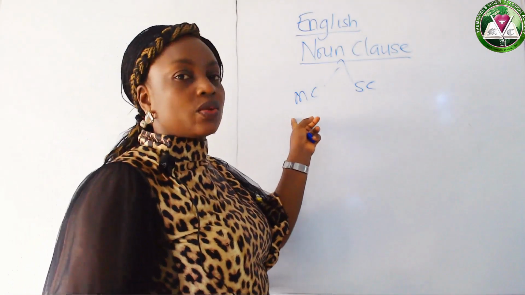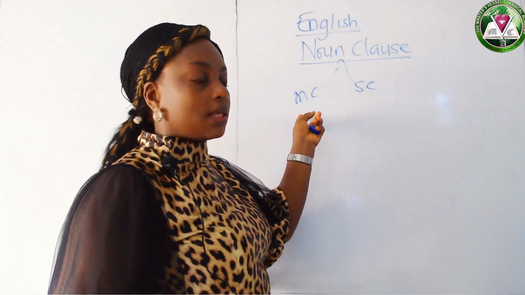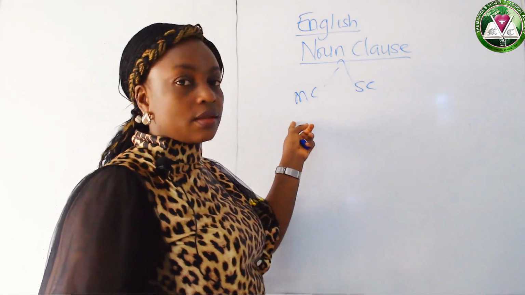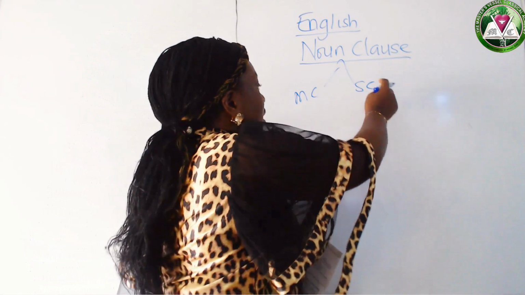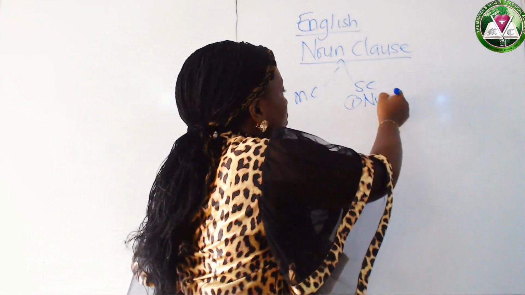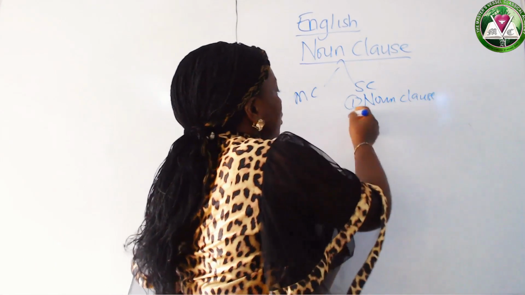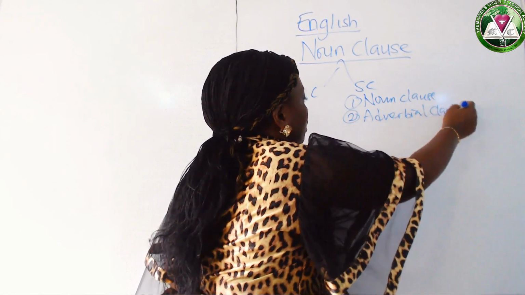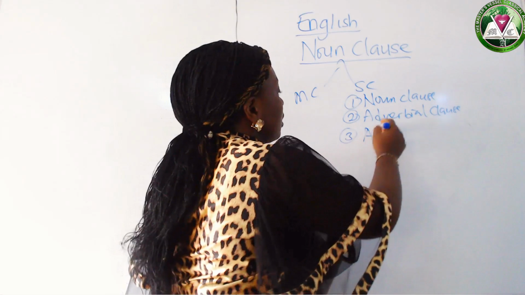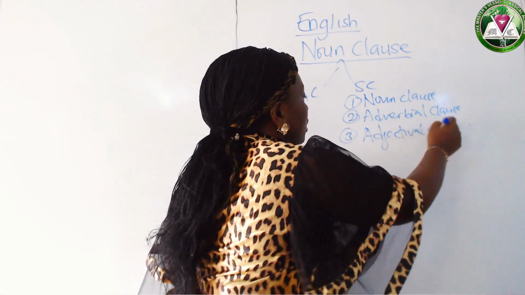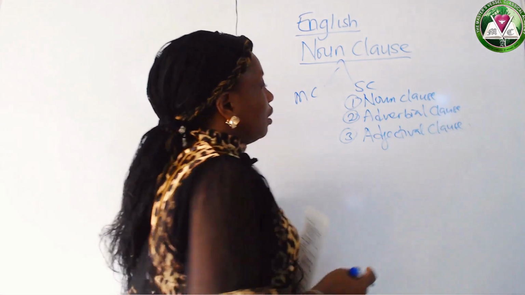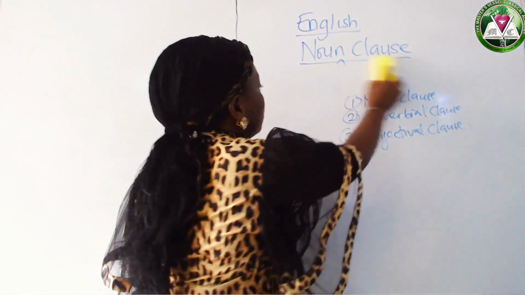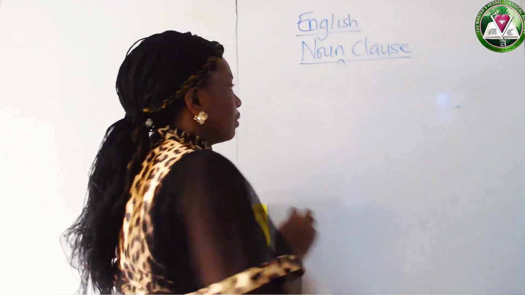So when we talk about main clause, we talk about declarative sentence, imperative sentence, interrogative sentence, optative sentence, and the rest of them. But when we talk about SC, that is subordinate clause, here we have noun clause, we have adverbial clause, and then we have adjectival clause. Okay, so we can now see where the noun clause is coming from. Okay, back to our topic, noun clause.